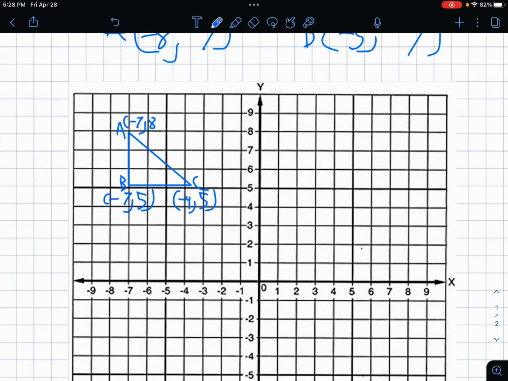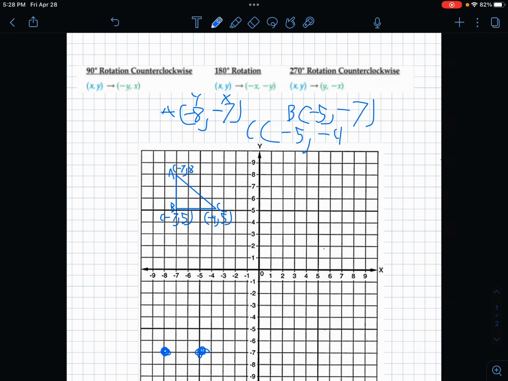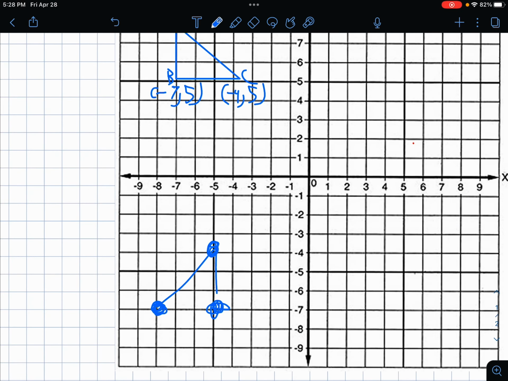Lastly, we have -4 and 5 for C. So -4 and 5 now becomes 5, -4. And -5, 4, -5, -4. Ugh, I'm starting to lose it with all these negatives. -5, -4 is right here. Fill in the blanks and there's your triangle.